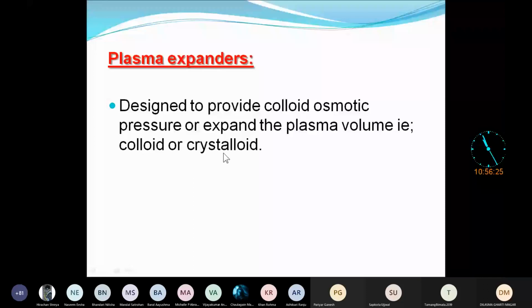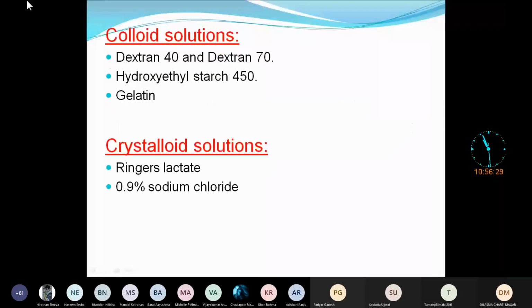Now I'll talk about the colloidal solutions. These are dextran 40 and dextran 70. Now I'm not talking about blood, I'm talking about plasma expanders. If the blood is not there, one should not panic, so one has to know what to give. We will give the plasma expanders, and under the plasma expander come the colloidal solutions and the crystalloid solutions. Colloidal solutions are dextran 40 and dextran 70, and also hydroxyethyl starch 450, and gelatin.